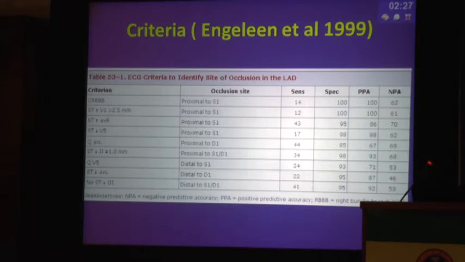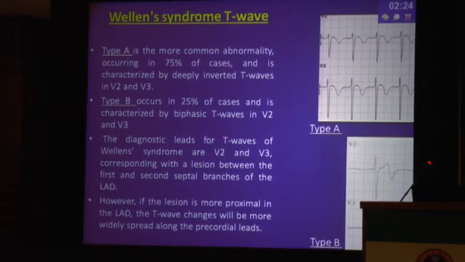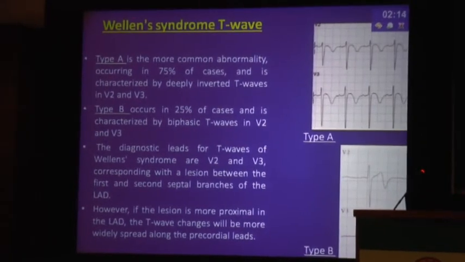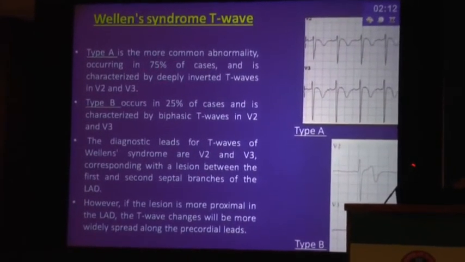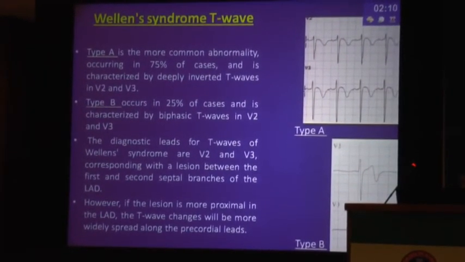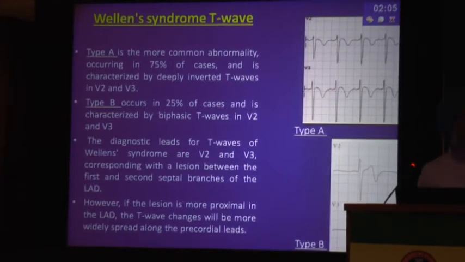So this is just a repetition, I don't want to bother you, my time is less. Then look at this, not only in Q wave infarct, in non-Q infarcts also, you can diagnose where the block is. And this is the Wellens syndrome T wave. What they say is that in 75% of patients, if there are deeply inverted T waves in V2, V3, it will localize the block in the LAD. If it's a biphasic kind of thing, it happens in about 25% of patients. If the lesion is more proximal in the LAD, the T wave changes will be more widely spread.